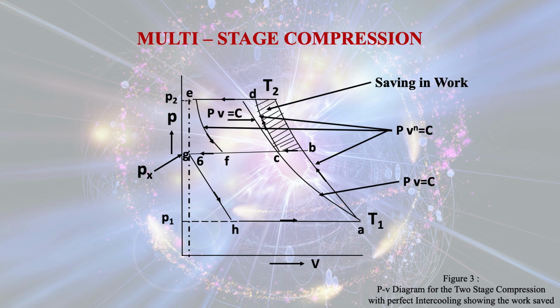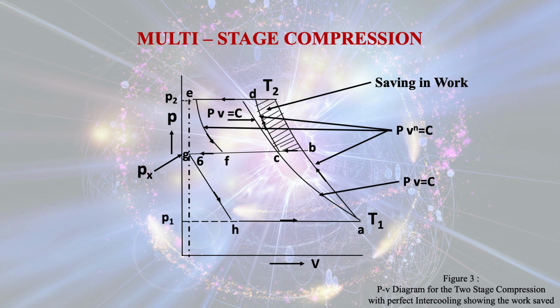Now, this is the PV diagram for the two-stage compression with perfect intercooling showing the work saved. You see from state 1, that is point A to B, this is the compression process carried out through polytropic compression. So at point B, its temperature will rise, pressure will rise, the intermediate pressure is Px, the intermediate temperature will be Tx, but from point B to C, it is passing through the intercooler.